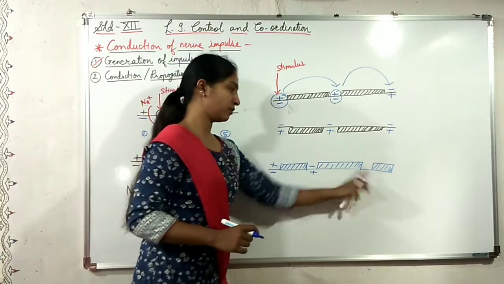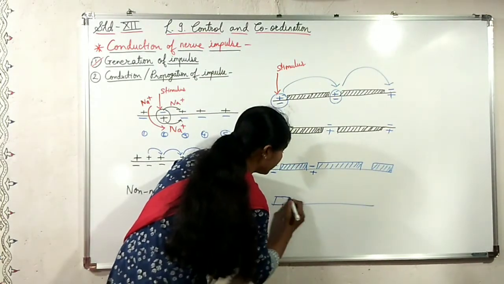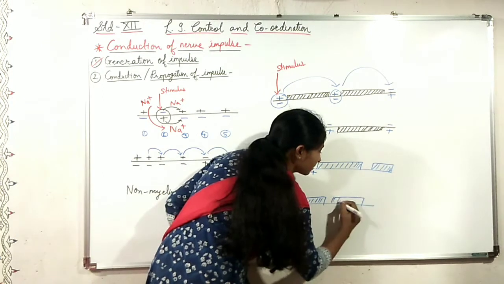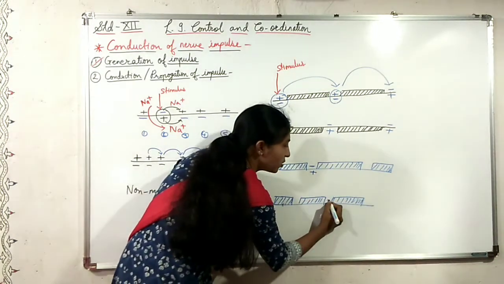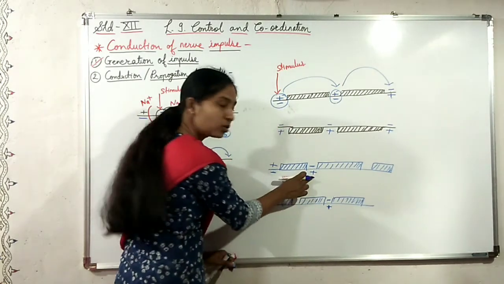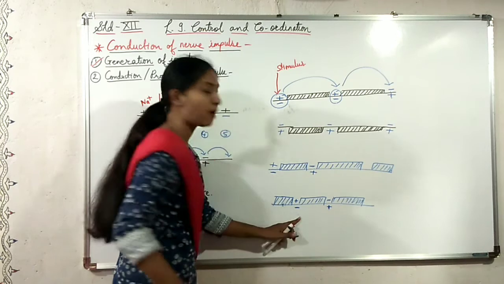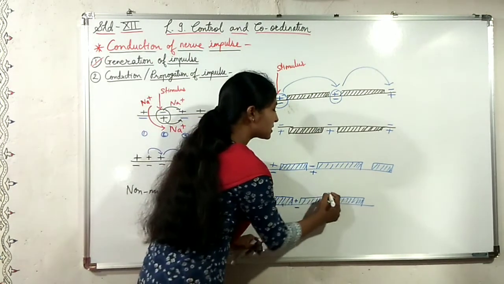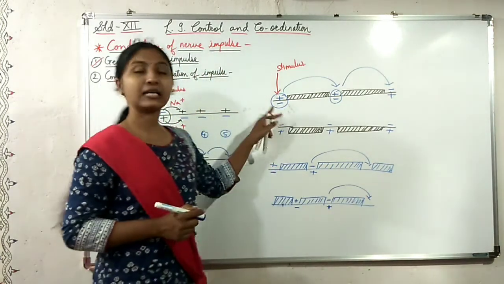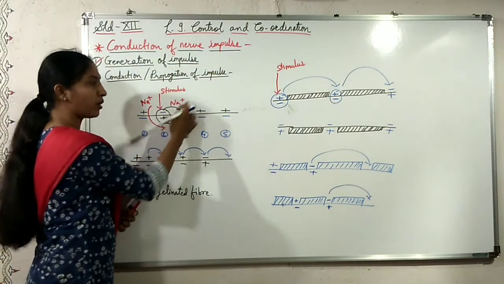If it jumps from the second node to the third node, the third node will become electronegative from the outer side and electropositive from the inner side. And the second node will again be repolarized, that is positive from the outer side and negative from the inner side. So in this way, the impulse jumps from one node of Ranvier to other node of Ranvier in the case of myelinated fibers. And in the case of non-myelinated fibers, the impulse moves from one point to the next point.